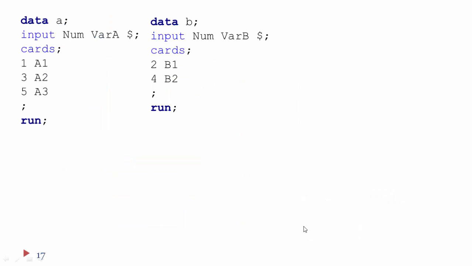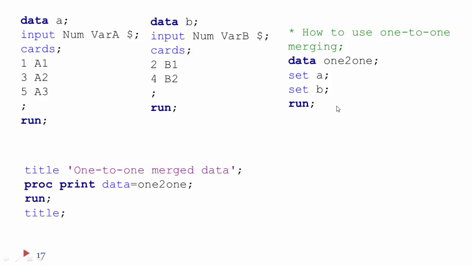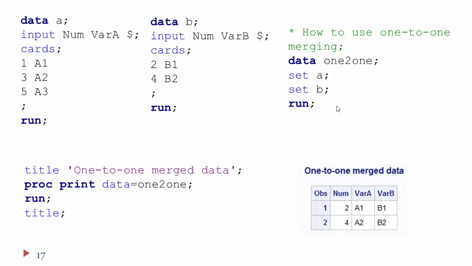So here we are creating the 2 datasets, dataset A and dataset B, and we want to use the set statements in order to combine these 2 datasets using one-to-one merging. So we are creating a new dataset, data 1-to-1, set A, set B. We have to use set statements for all the datasets that we want to combine together. In this case we have 2 datasets, so that's why we need 2 set statements. Now if you print this one-to-one merged dataset, we run the print statement and we get the output as expected.